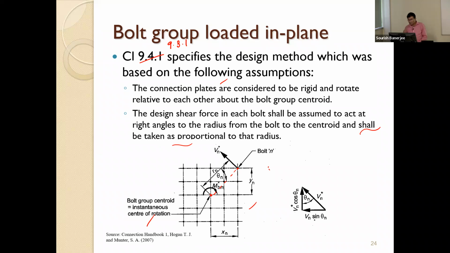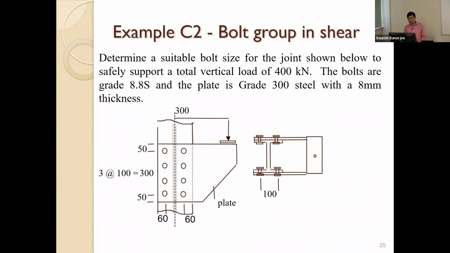Now let's look at the figure and then it will be clearer. If you look at example C2, the bolt group in shear, you can see this is a flange of a column, and then we have two plates on both sides, as shown here, and there's a bracket. So basically we have a bracket type connection here, and the load is applied here.